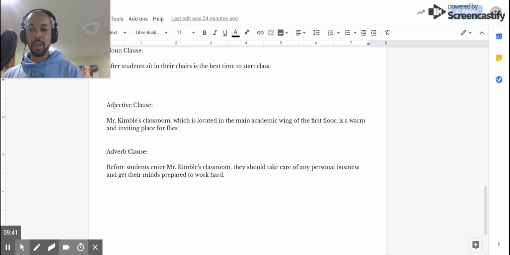And then the adverb clause, this, I have 20 seconds left, so I apologize. I'm going to do this very quickly. It's going to be everything at the very beginning. Before students enter Mr. Kimball's room, doesn't make sense by itself, but it has the verb, enter, it has the subject, and it has a subordinating conjunction, and it modifies when they should take care. All right.